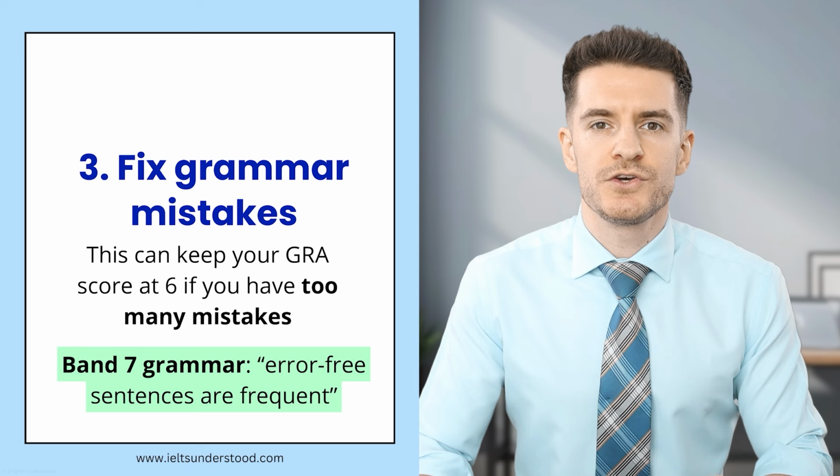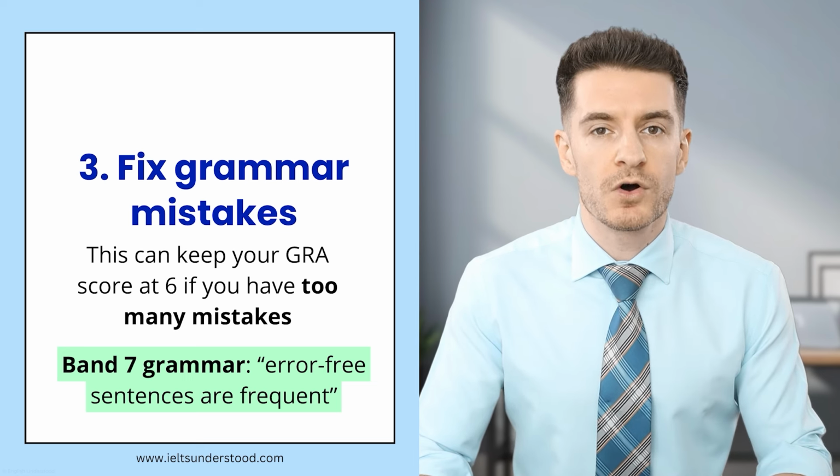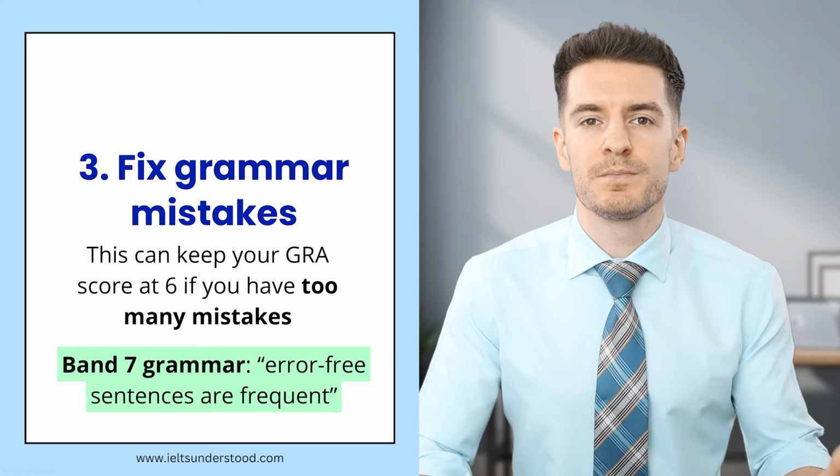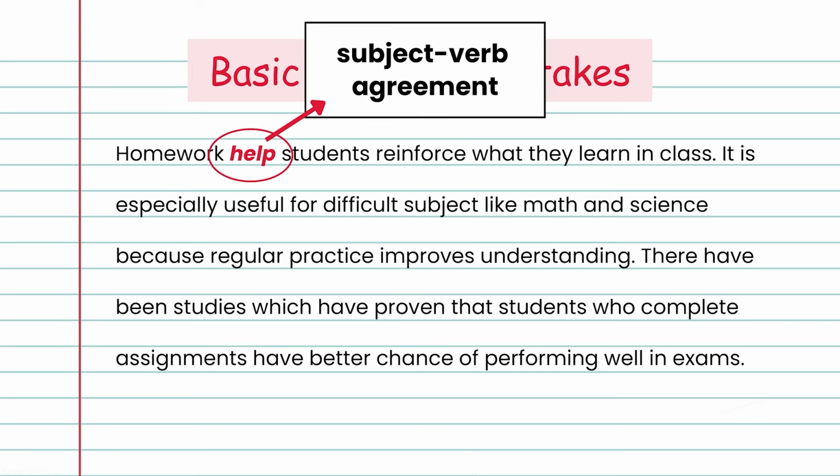So now let me show you some common grammar mistakes that students make, because if you know what you're doing wrong, you can fix that thing and you can improve your grammar score. So just quickly pause the video and have a read of this little paragraph here and think about where the mistakes are. Well, the first one is in the first line. It says help. Well, this is a problem with subject-verb agreement because homework is one thing, so we should actually say helps. Homework helps students reinforce what they learn.